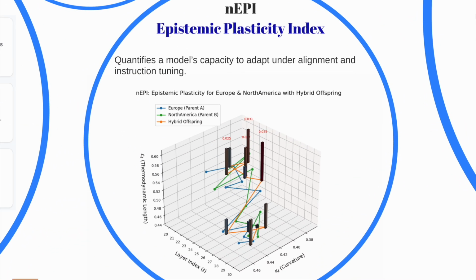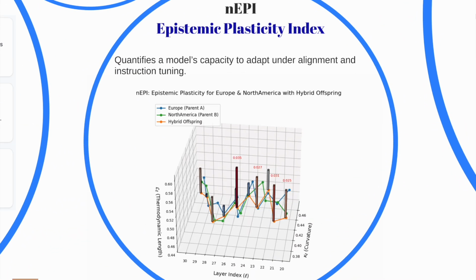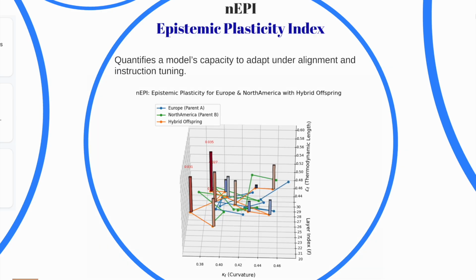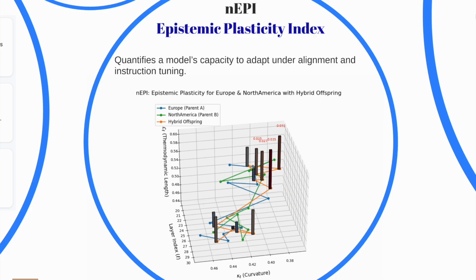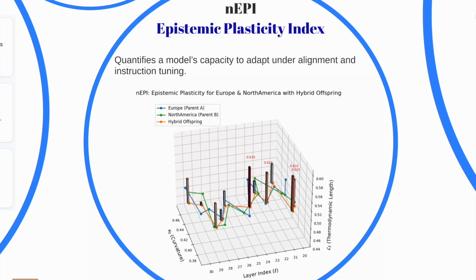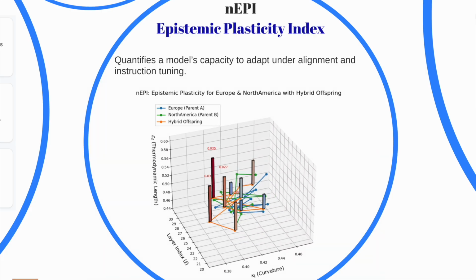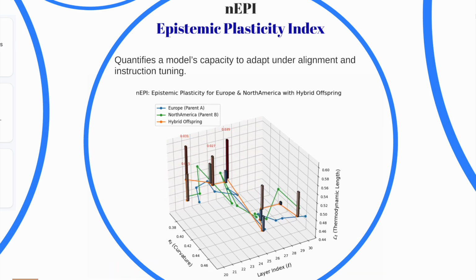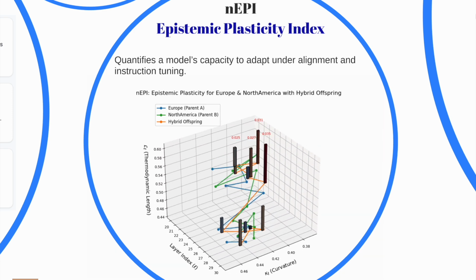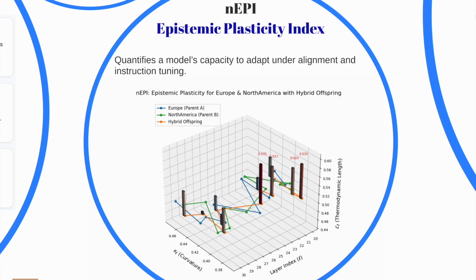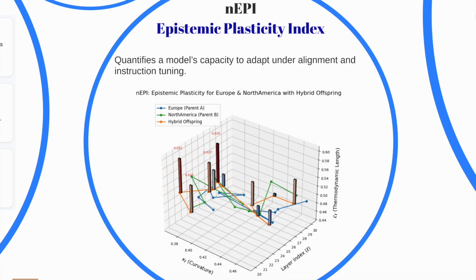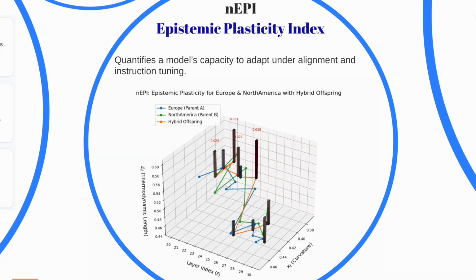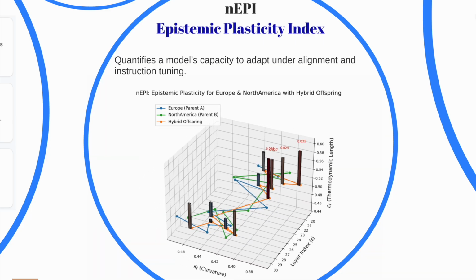Epistemic Plasticity Index, NEPI, a per-layer readout of how much a model can still learn without breaking. Think of it as the layer's headroom for alignment. Low NEPI means the layer is stiff, high NEPI means the layer can adapt with small updates. Purpose of NEPI: locate safe and effective adaptation zones for instruction tuning, safety alignment, or task retargeting. Train where NEPI is high, tread lightly or freeze where NEPI is low to avoid geometry collapse.